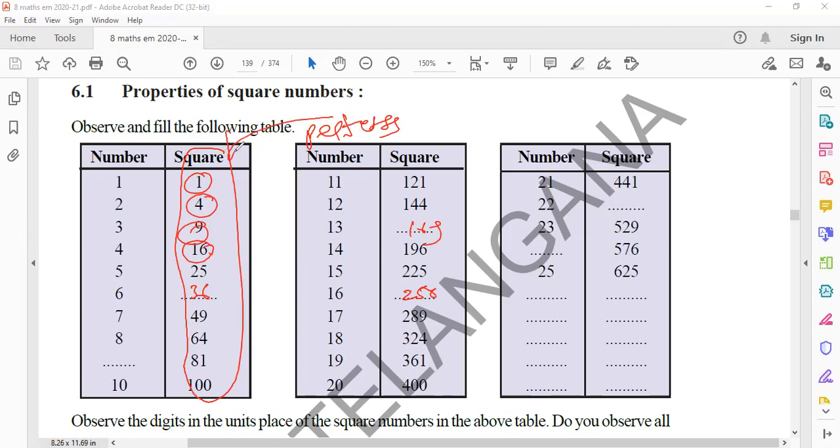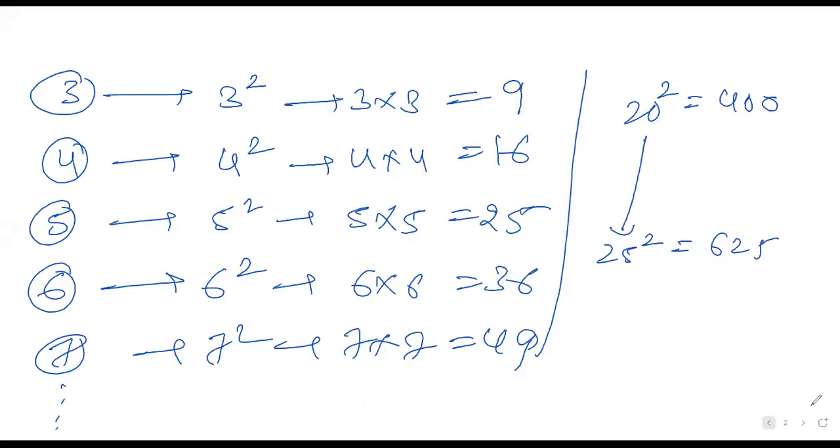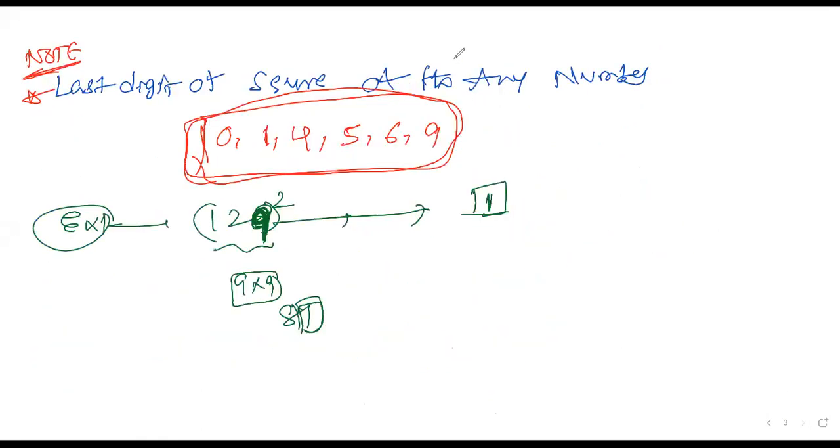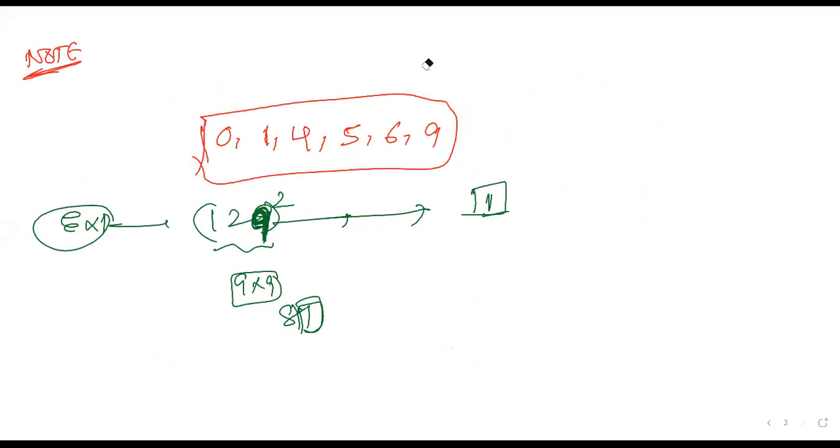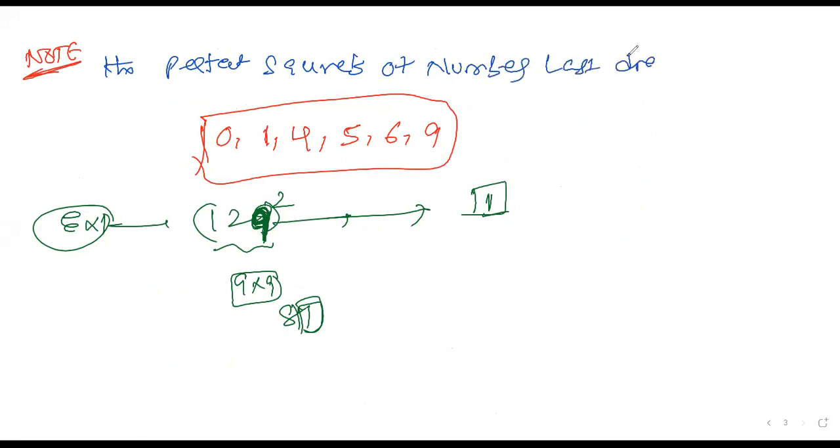So I can say simply that a perfect square consists of last digits from 0, 1, 4, 5, 6, 9 only. Let us rewrite the sentence in the correct way: the perfect squares of a number consist of these last digits.